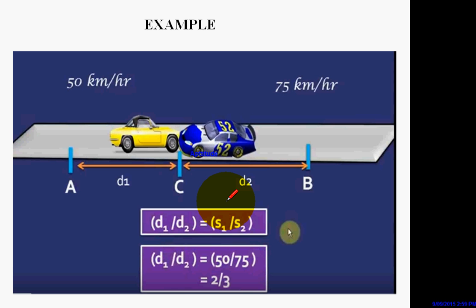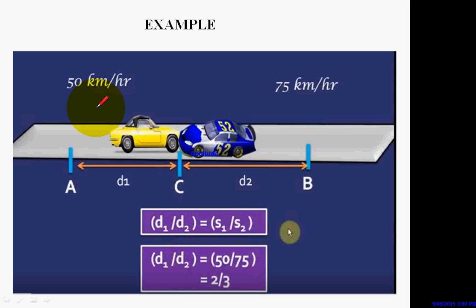For this case, there is another example. You can see from the diagram that there are two cars. One car is starting at the point A and the other car starts at the point B. Remember that the time is constant, which means both the cars start at the same time. If the yellow car starts at 4 o'clock, the blue race car will also start at 4 o'clock. So the time is constant here.